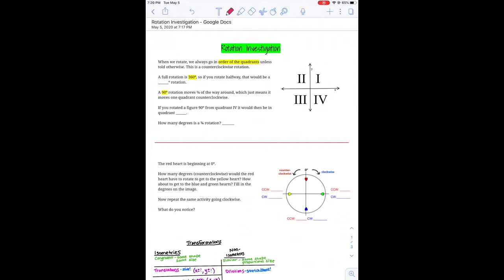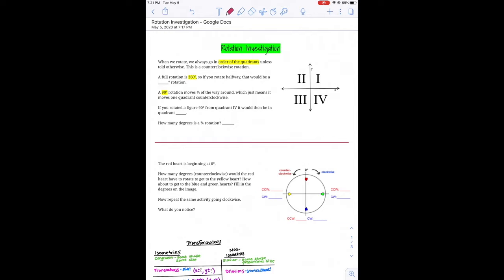Okay, so hopefully you're ready. The first line is very important. It says, when we rotate, we always go in the order of the quadrants, unless we're told otherwise. So the standard for rotation is a counterclockwise rotation in this direction. So if you start at quadrant 1, you're kind of going to the left first. Maybe you start at quadrant 2 though, and you go like this. Regardless, we want to go counterclockwise and going in the order of the quadrants.